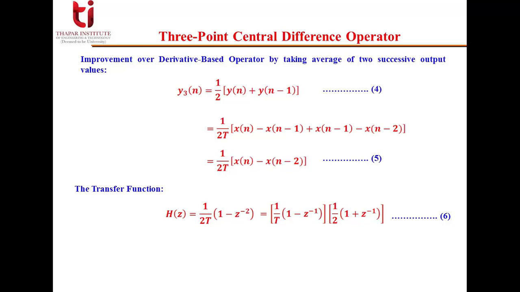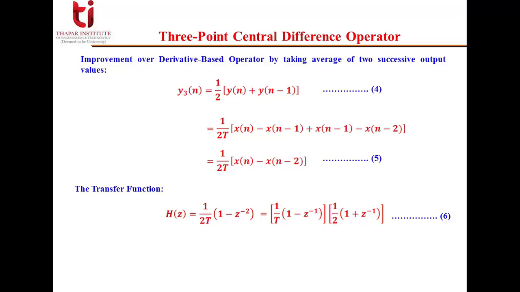Now if we factorize this, you see we have obtained two factors. It can be observed from this that the transfer function of this 3-point central difference operator is basically the product of the transfer function of the simple first order difference operator, the first factor, and a 2-point moving average filter, the second factor in equation number 6. That means these two filters, the first order difference operator and a 2-point moving average filter, are connected in series, or cascade, to obtain a 3-point central difference operator.